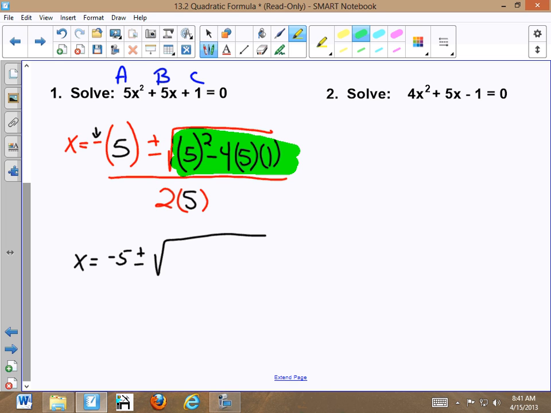So inside my calculator, I go stop. Anytime you're going to square anything or cube anything in a calculator, you always put it inside parentheses. Parentheses, 5 parentheses. Then I hit my square button. Minus 4, parentheses, 5 parentheses, parentheses, 1 parentheses, equals. This whole thing right here equals 5.